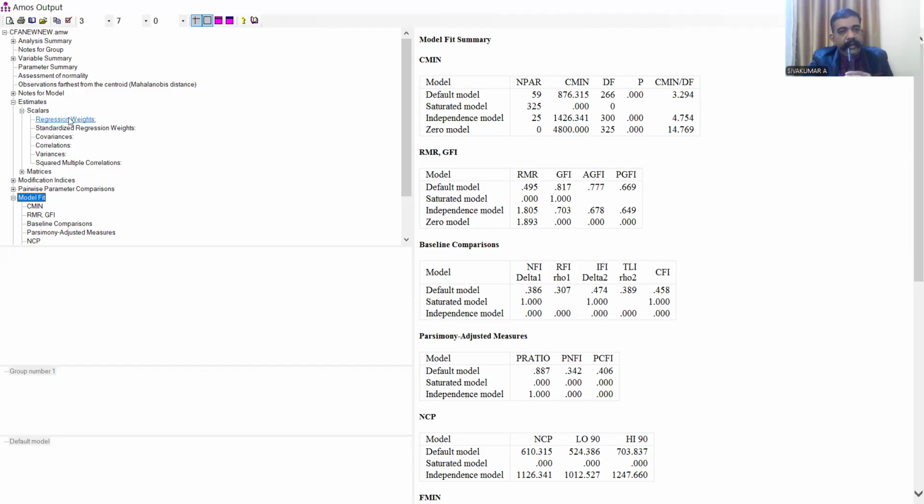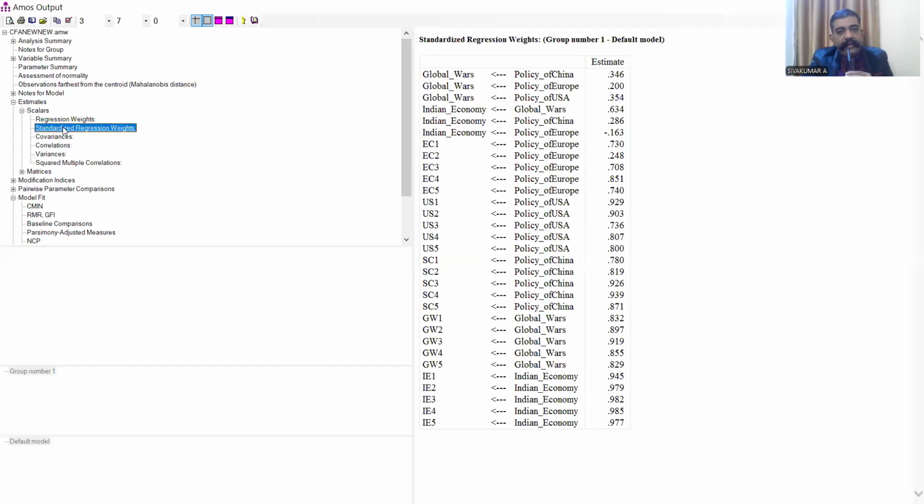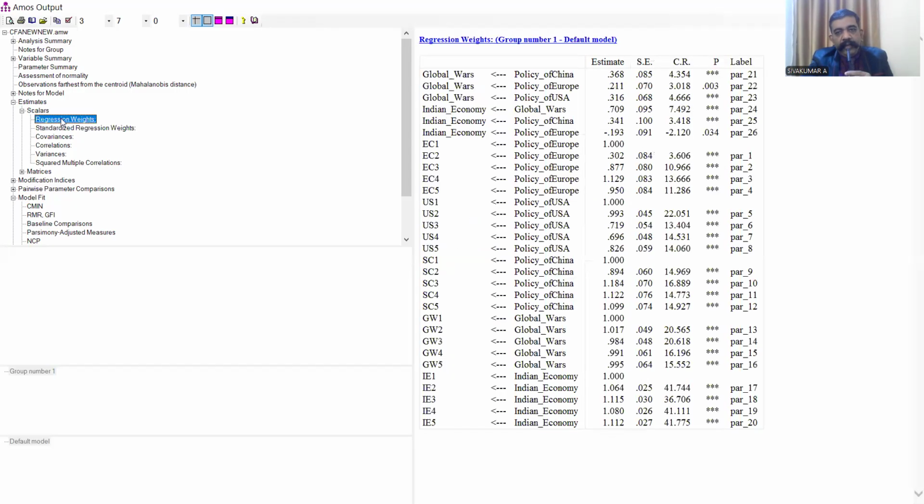Then please see the standardized regression weights. Please see the regression weight table. This is the most important table related to structural regression modeling. Whether the researcher can accept or reject the null hypothesis, that decision is based on this table.